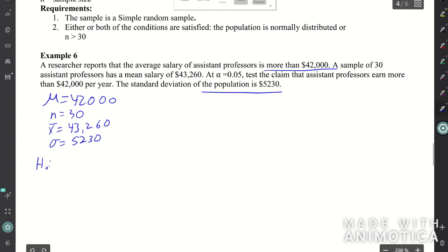Now we need our null and our alternative. In this case, we have that mu is equal to 42,000. And then they are saying that it is more than that, so mu should be greater than 42,000. And that is also where my claim is.